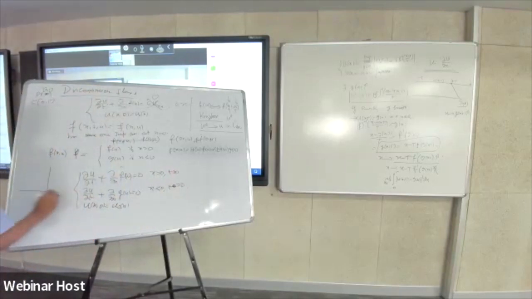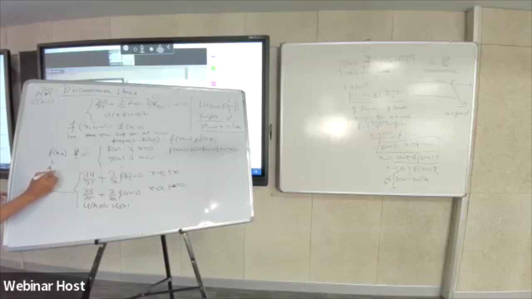So therefore, this is the equation. This is one conservation law, u_t plus f of u_x equal to 0 for x positive. The other conservation law, u_t plus g of u_x equal to 0, for x negative. So you would like to solve such an equation.